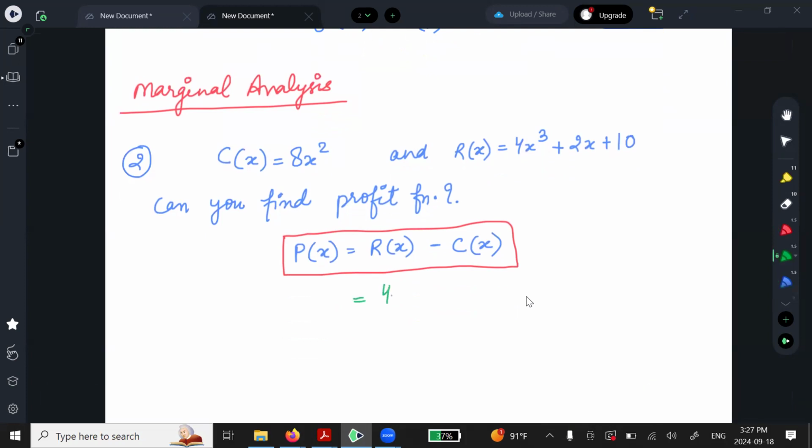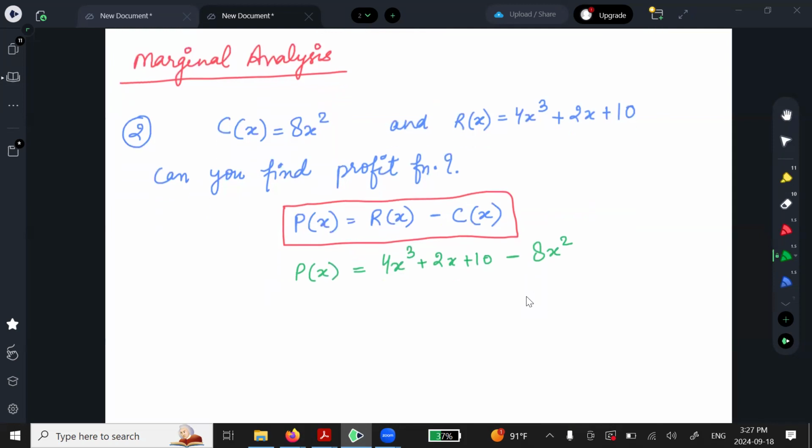So the revenue function was 4x cubed plus 2x plus 10, negative. Cost function was just 8x squared. I can't simplify it more because nothing I can cancel here. So far good? Okay, good. What is marginal cost?